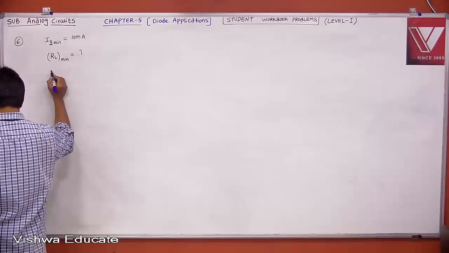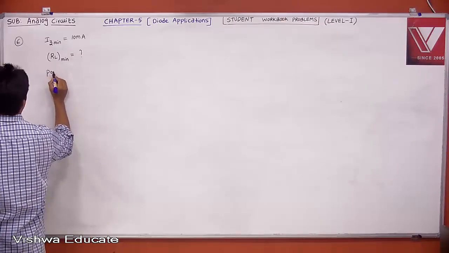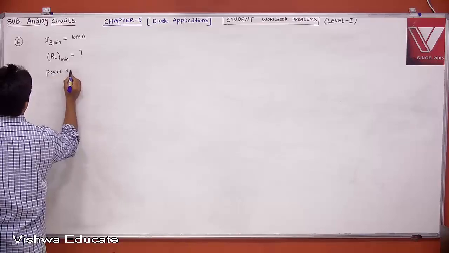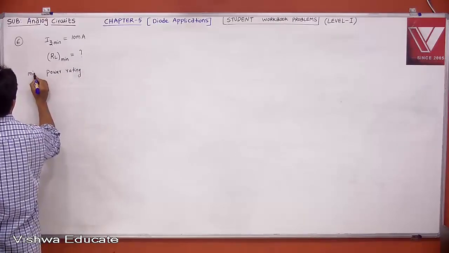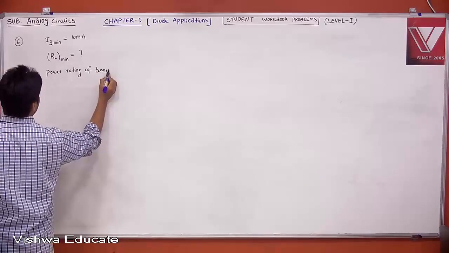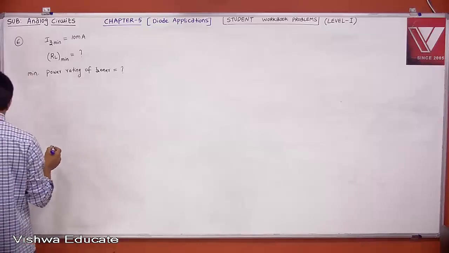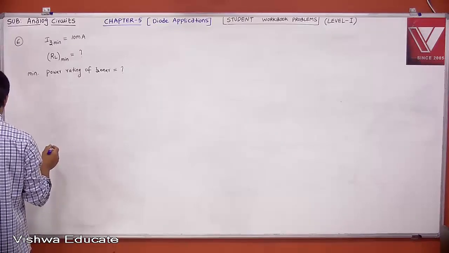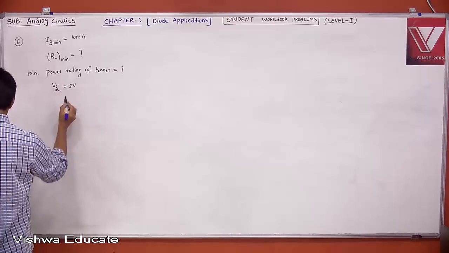and the minimum power rating of the Zener diode. You should understand what is the meaning of this, right? Fine. Now VZ, the output voltage. Therefore, VZ is nothing but 5 volt. That is your output voltage.